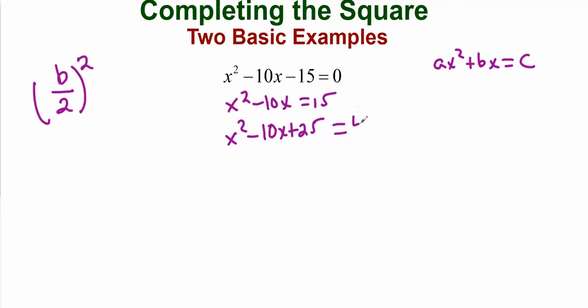Well, what I do to one side, I have to do to the other. So I'm going to add the 25 to the other side. This is nothing more in factored form than x minus 5 squared. If you didn't get a perfect square trinomial, you did something wrong. What times what is equal to 25 and gives you negative 10, so on.